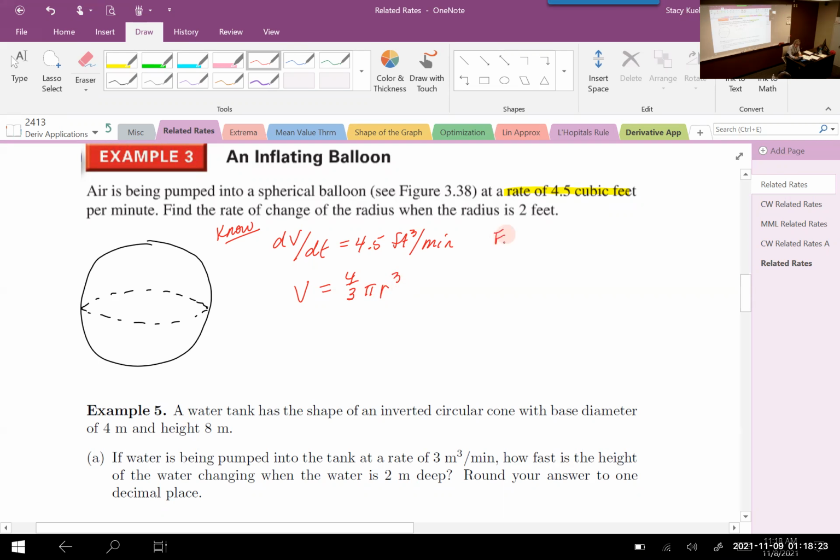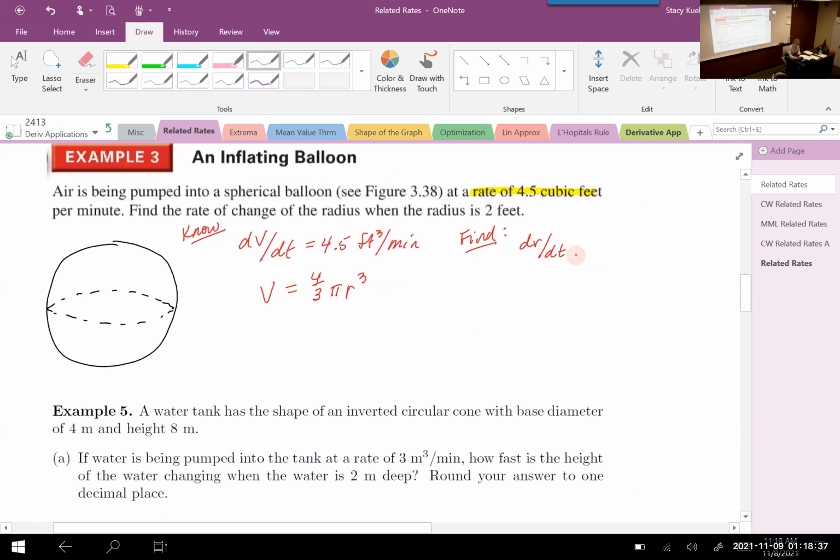Now, what I would like to find is the rate of change for the radius, so dr dt, when r is equal to 2 feet. So that's what I know.